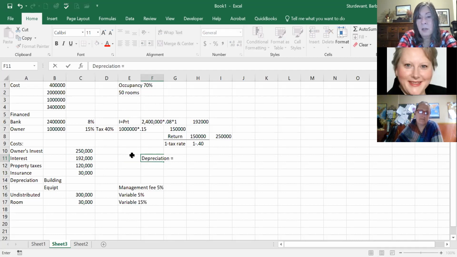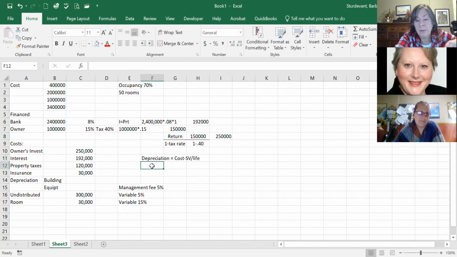Okay, it's straight line: cost minus salvage value, divided by life. Okay, cost minus salvage value divided by life. And I don't think you'll ever see anything but the straight line here. So let's go look at our building first.